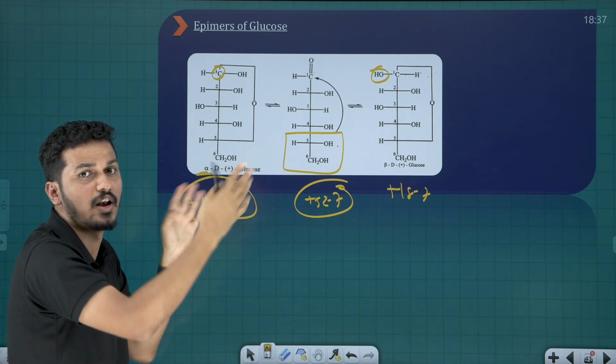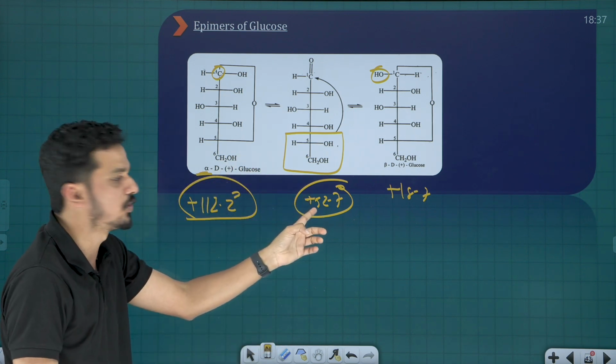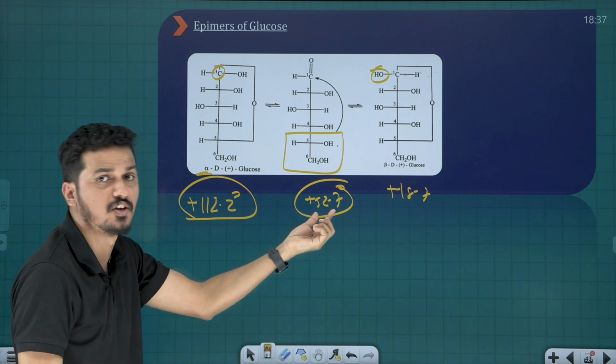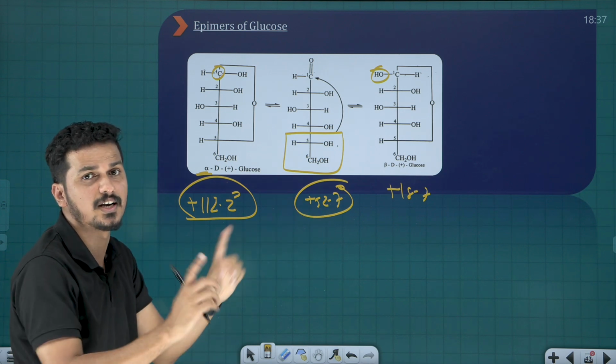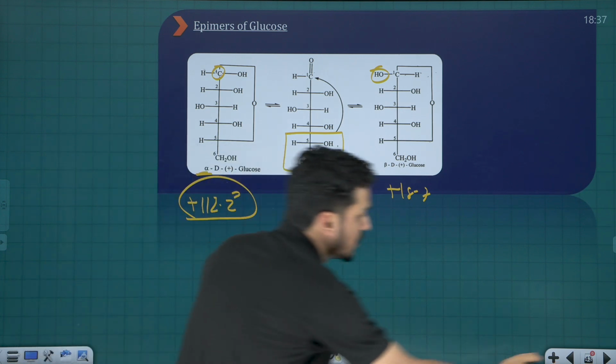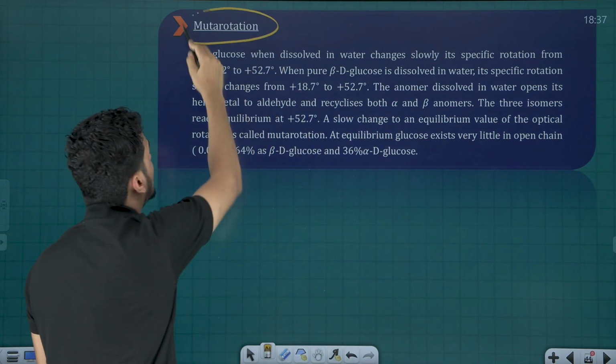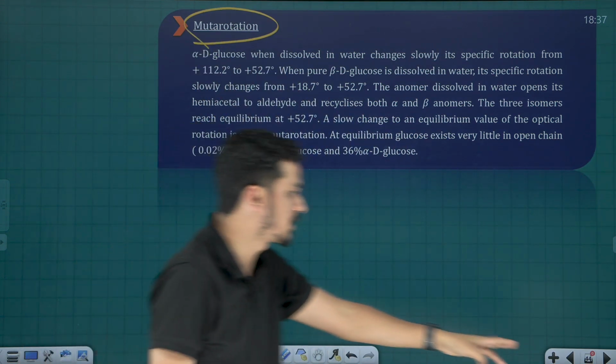The cyclic structure will open. So then they will come to an equilibrium value of plus 52.7. That is what is called mutarotation. That's what's called what? Mutarotation. That idea you have to keep in mind. Okay, you have to remember that mutarotation.